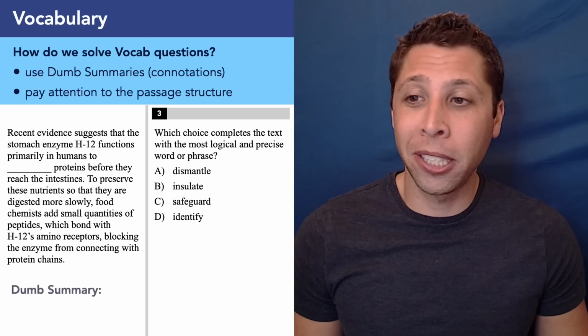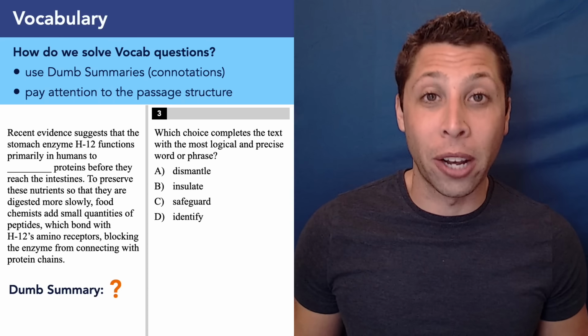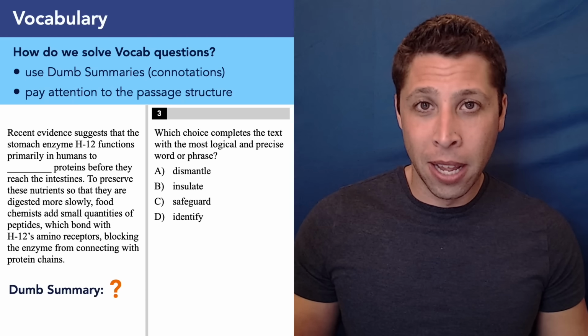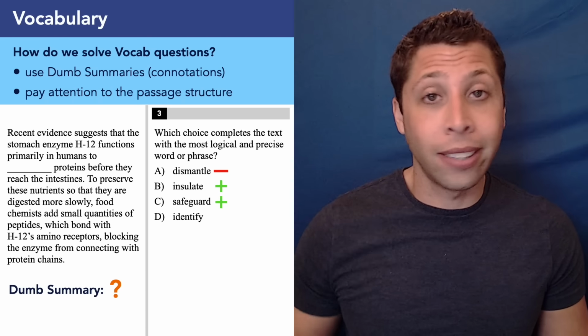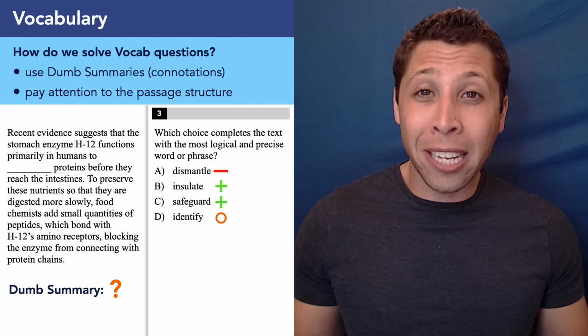Okay, what's my dumb summary? I have no idea. This is a bunch of science jargon. I have no idea what's going on. So this is not one where I would have a clear sense of what I'm looking for. However, I can dumb summarize the choices pretty easily. Dismantle is negative, insulate and safeguard, both positive. Identify is more neutral, right? It could be good or bad depending on the context.